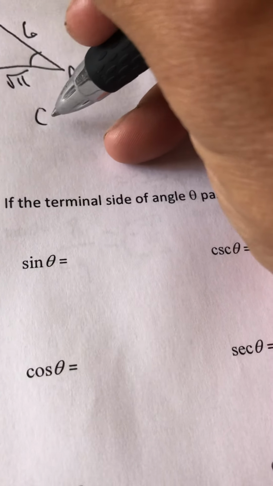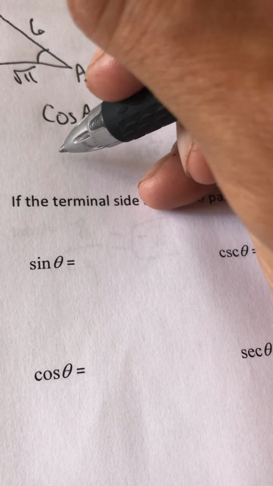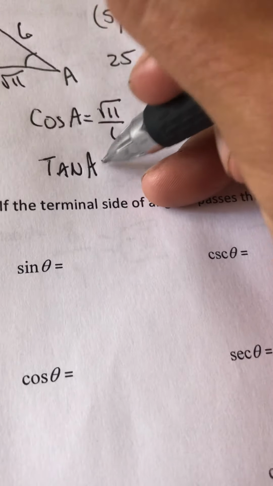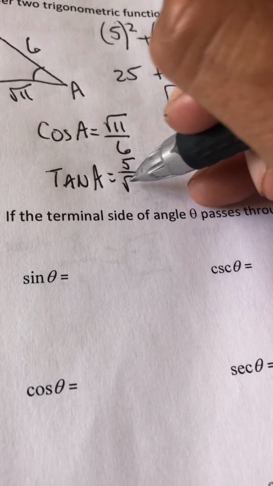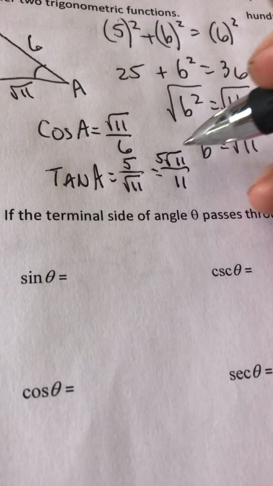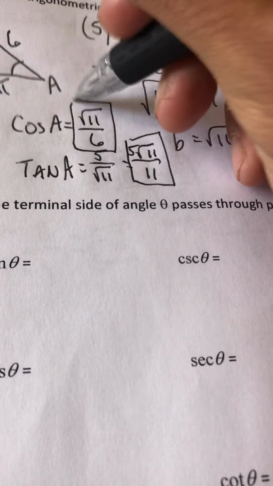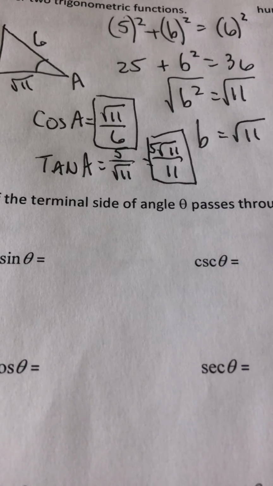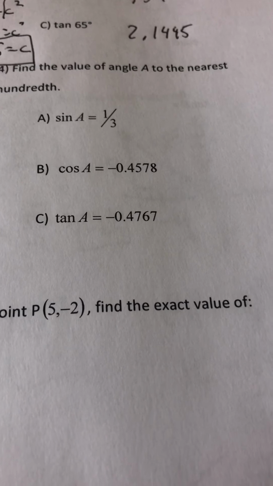Now we're looking for the other 2 here. So the only other 2 we have with the basic functions would be the cosine of A, which would be the adjacent over hypotenuse, so radical 11 over 6, and tangent of A would be opposite over adjacent. So it would be 5 over radical 11, which rationalizes to 5 radical 11 over 11. And when it gives you a basic trig function, sine, cosine, or tangent, and it says find the other 2, you just find the other two, like cosine and tangent, or sine.